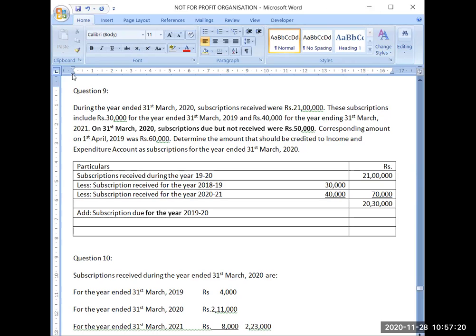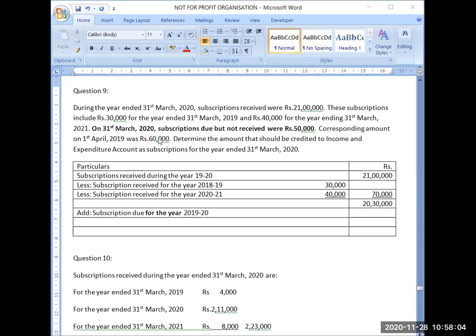Just a minute. So what is the amount of last year outstanding? That you first tell me. Chat box is open. You please tell me what is the amount of last year outstanding subscription. Read the question carefully. Yes. The more you participate, the more you will learn. Yes, very good, very good. So the amount of last year outstanding is rupees 60,000.